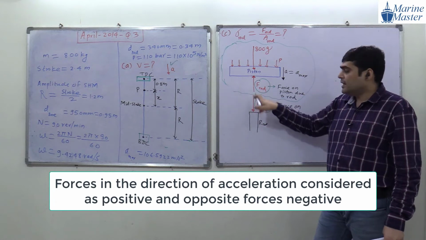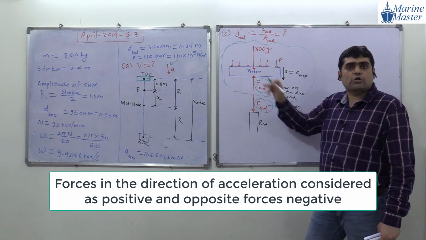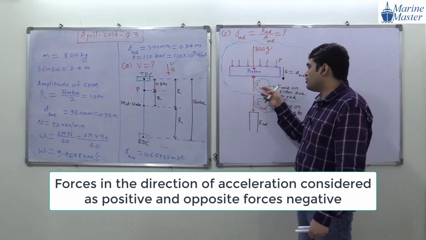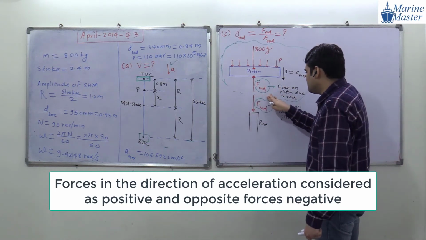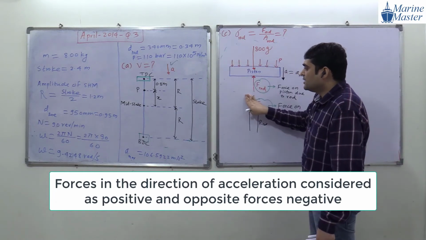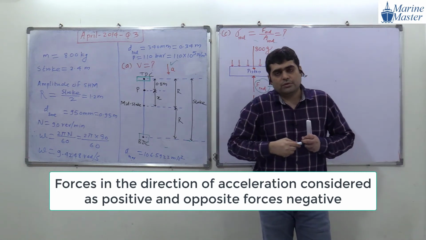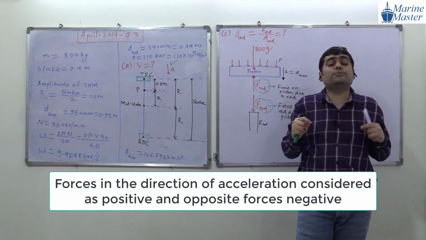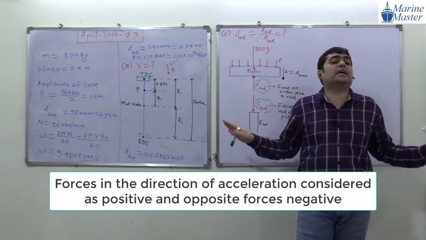This F rod is acting on the rod. Here we are studying forces on the piston. From studying the piston we will get the F rod, and whatever the value of F rod, this will be the same F rod. Okay, everyone getting my point? Very, very simple discussion. I have given you note number 4: the forces in the direction of acceleration are considered positive and opposite forces negative. Don't worry about motion in simple harmonic motion, guys.